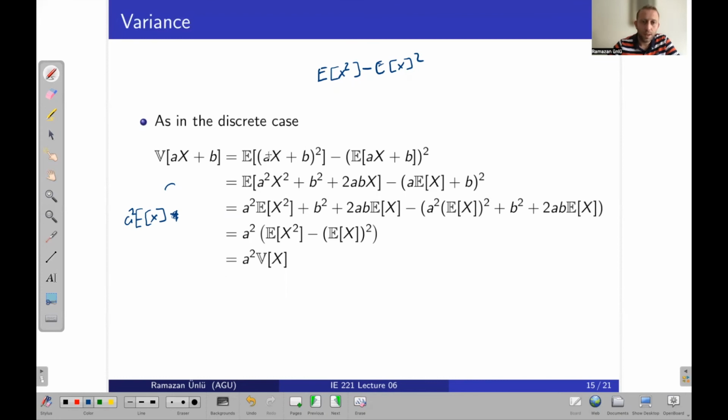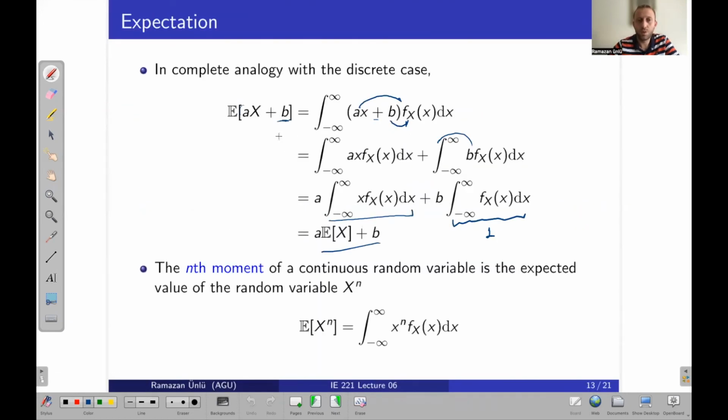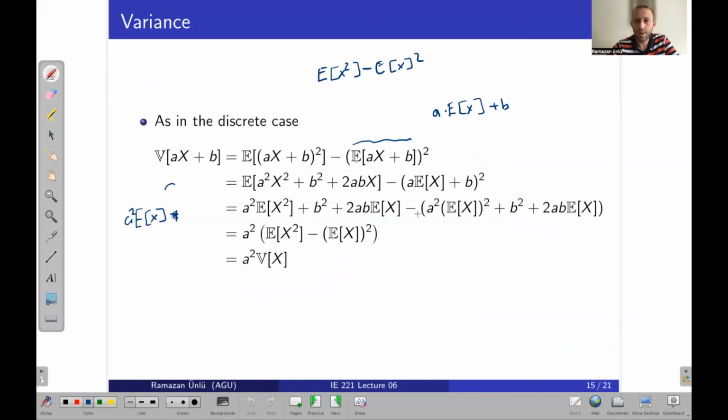So if I open this part, it will be the square of the first term, which is a squared times x squared, plus the square of the last term, which is b squared, plus 2 times the first term times the second term, which is 2 times a times b times x, and minus this one. And in this one, I can rewrite this part as a times expected value of x plus b, right? So as we did in here, we proved that the expected value of a times x plus b is equal to a times the expected value of x plus b. So that's why I can rewrite this part as a times expected value of x plus b, and the square of that. So also let's open this part as we did in here.